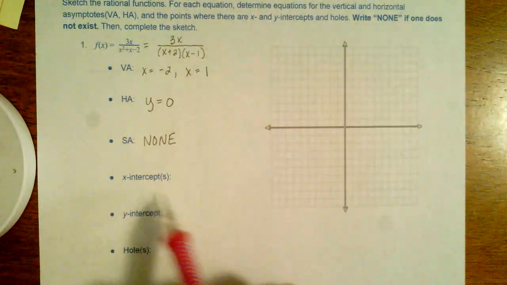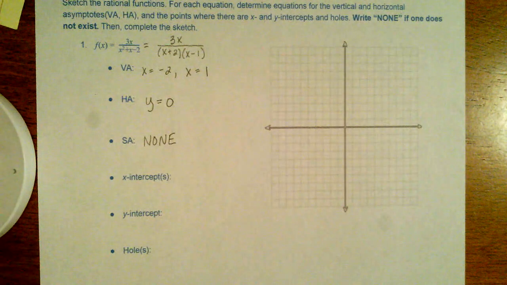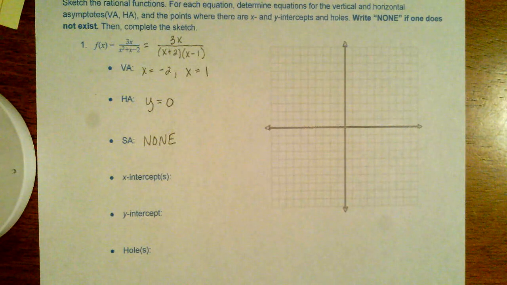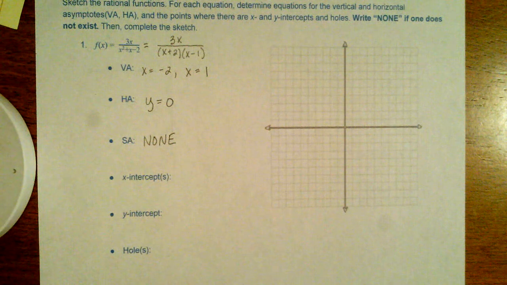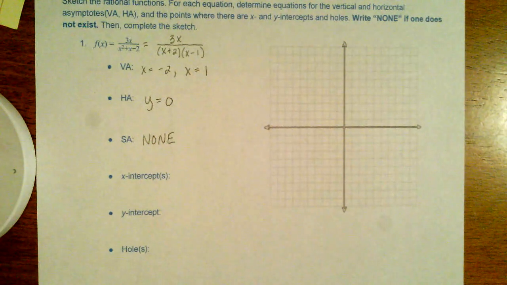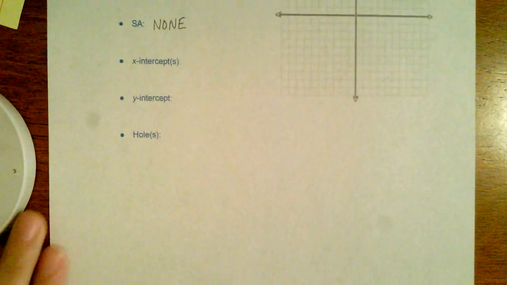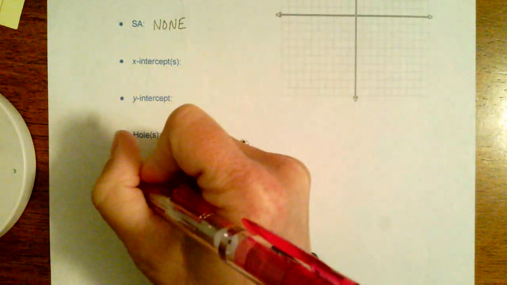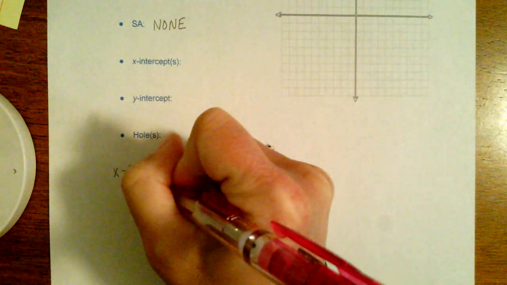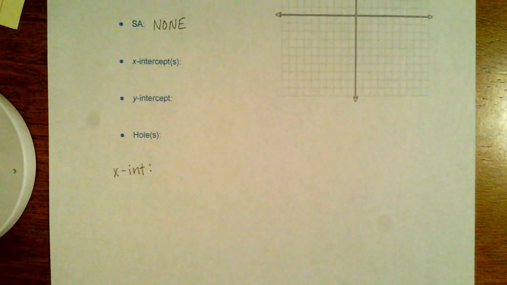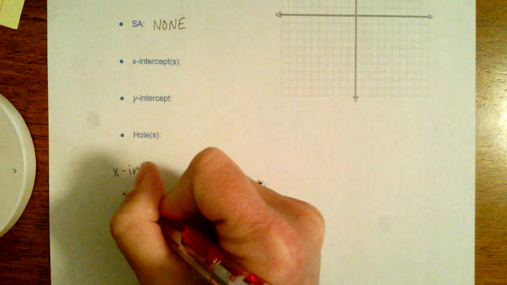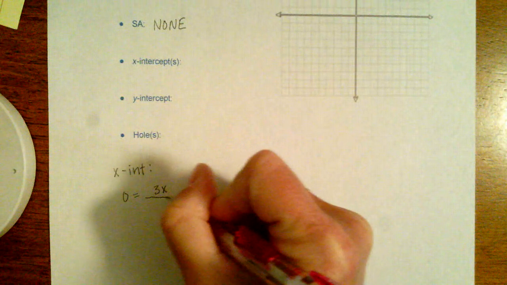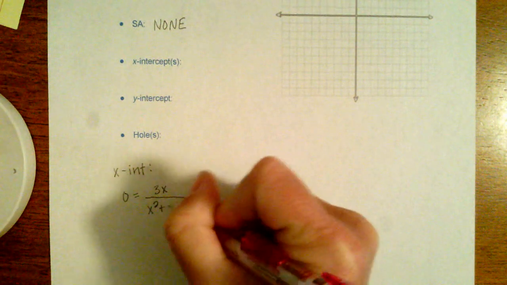Next, we are looking for our x-intercepts. We find our x-intercepts the same way that we used to find them when we were doing quadratics, when we were doing lines. To find our x-intercepts, we let y equal 0. I have lots of space at the bottom, and this is also what I want to see on a represent part of a quiz or a test. I'm going to label that I'm finding my x-intercepts, and I'm going to let my f of x equal 0. So I want to see when is 0 equal to 3x over x squared plus x minus 2.